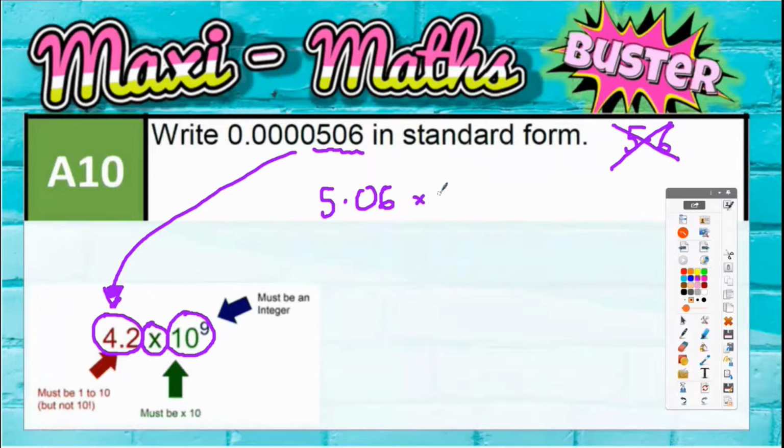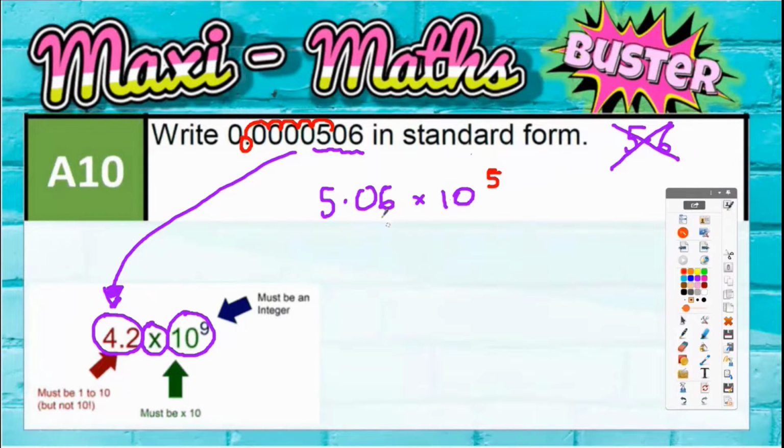You've got to have a times 10. And then all you've got to do then is figure out how many places the decimal point has moved. So if we go back to the original question, it's there and it's moving 1, 2, 3, 4, 5 places. So the power has to be a 5.